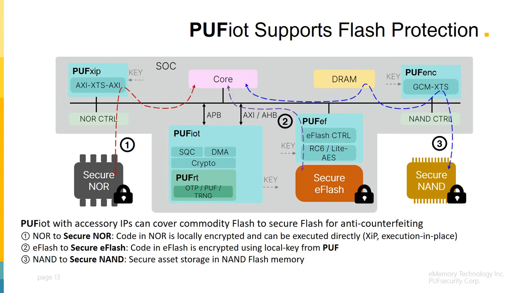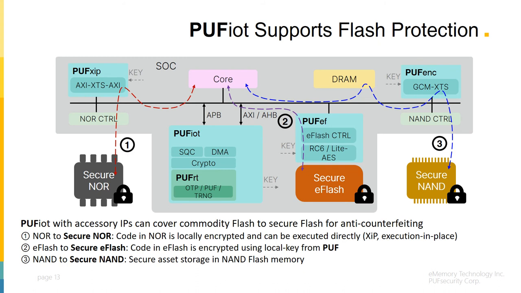This page describes in more detail how to use PUFiot to protect flash memory. PUFiot has three independent accessories which can work with PUFiot to protect flash memory. In every case, PUFiot provides a local hardware unique key from the key derivation function to each accessory IP. First, PUFsIP can help convert NOR flash to secure NOR flash. Code in NOR flash is locally encrypted and can be executed directly. We call it XIP, execute in place.